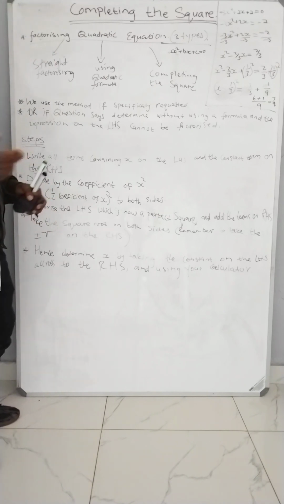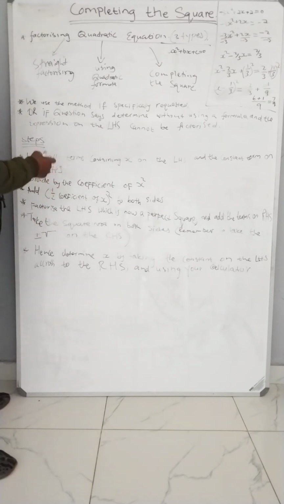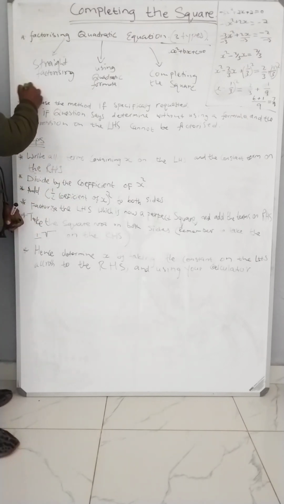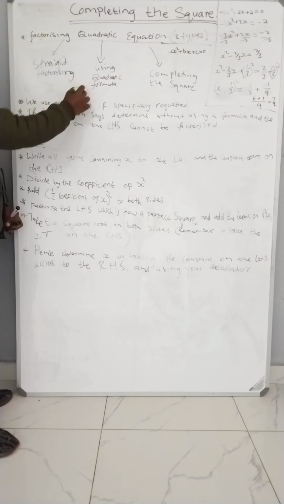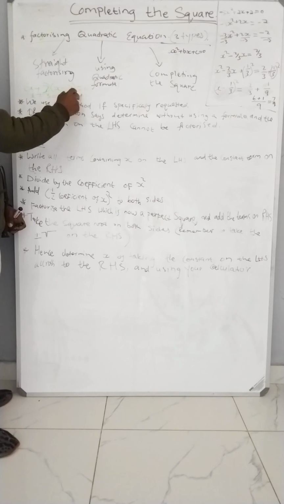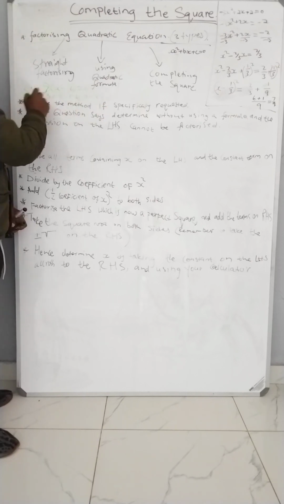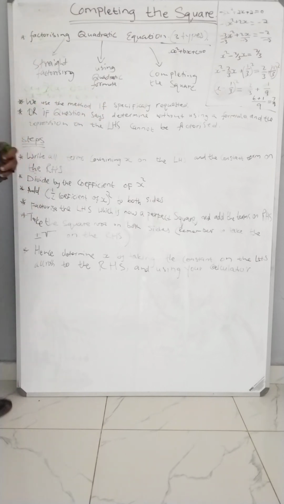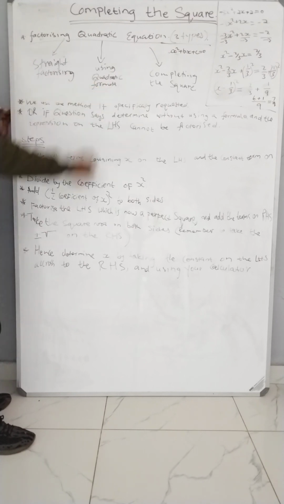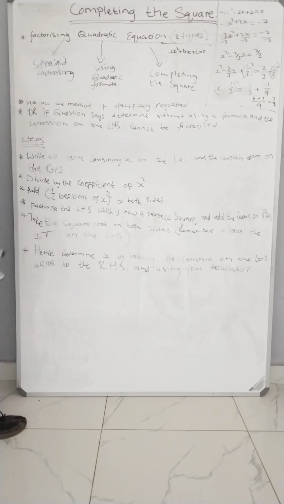The first method is straight factorizing. This is the one where you write two brackets equal to 0, with x in each bracket and a constant, plus or minus, in each. So x plus 3 is equal to 0, or x minus 2 is equal to 0, and then x is equal to minus 3, or x is equal to positive 2. That is what I mean by the standard way of factorizing.